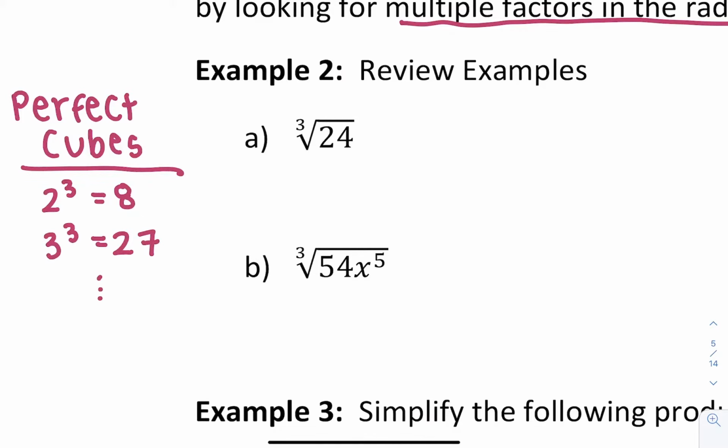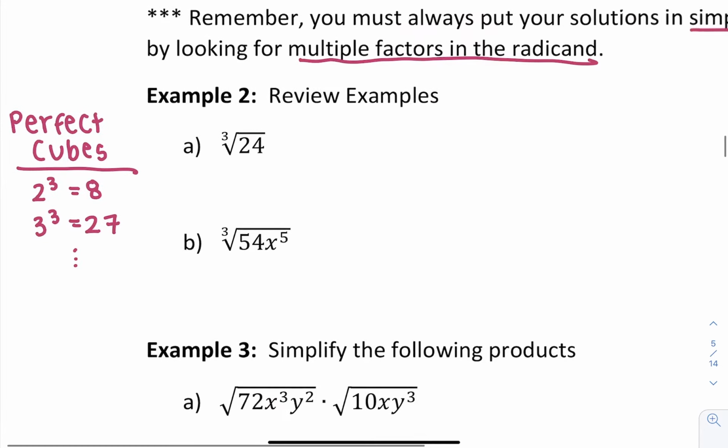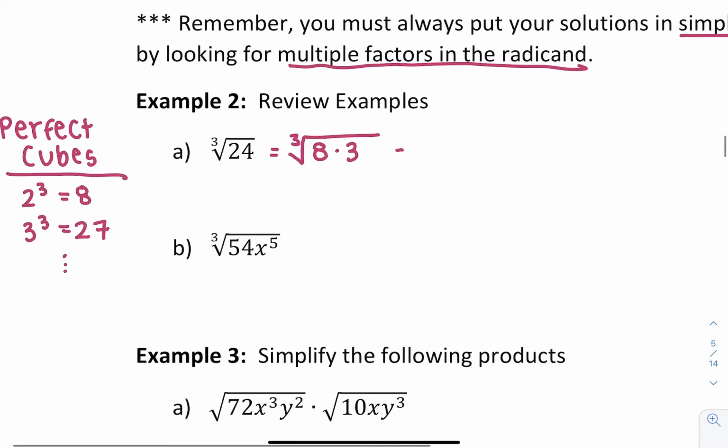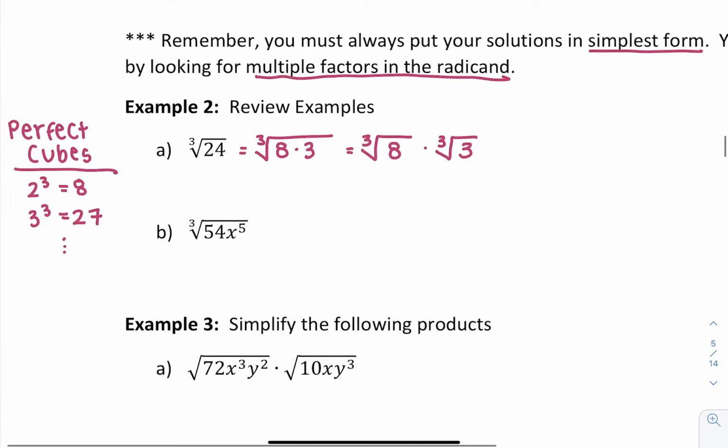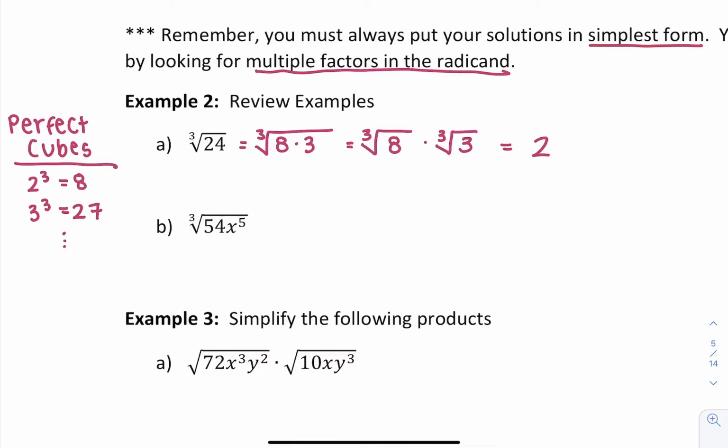So if we have the cube root of 24, we can think, are there any cubes that go into it? I know 8 goes into 24, so I can rewrite this as the cube root of 8 times 3. Now I have the multiplication problem on the inside, and I can do the reverse. I can break it into two separate multiplication problems: the cube root of 8 times the cube root of 3. The cube root of 8 is 2, so I can write this as 2 times the cube root of 3, which is the most simplified we can get.